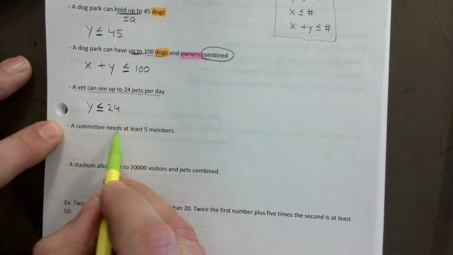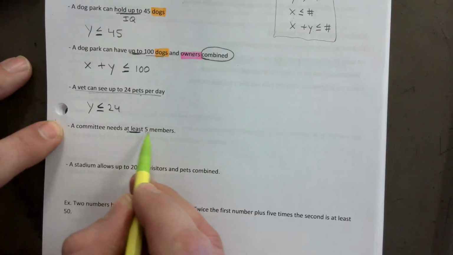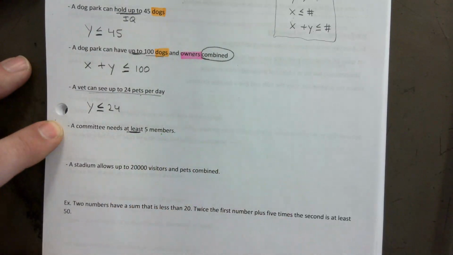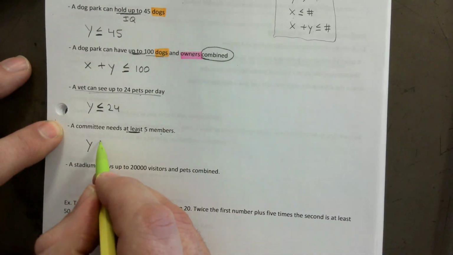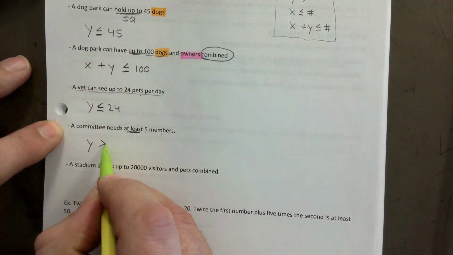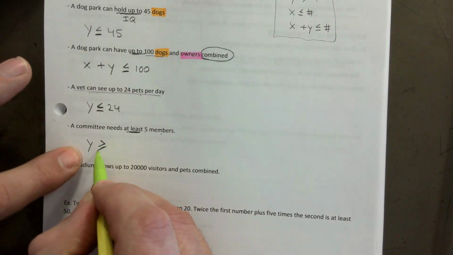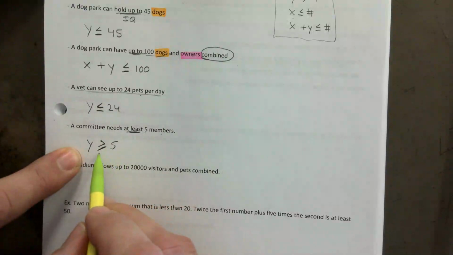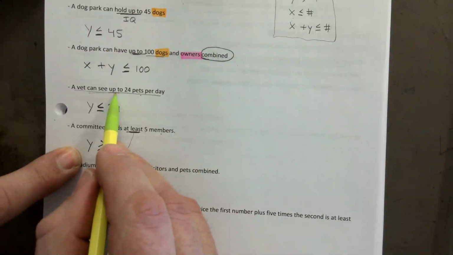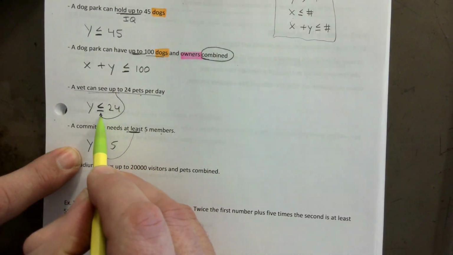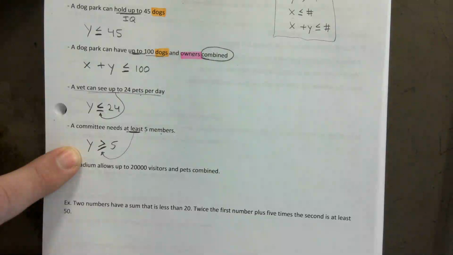A committee needs at least 5 members. So we're assuming people. So people has to be which way? That number of people has to be greater than or equal to 5. So you're flipping it, right? The "at least" tells you that. The "up to," in the last case, tells you the other. So it's the keywords that tell you which way to face.